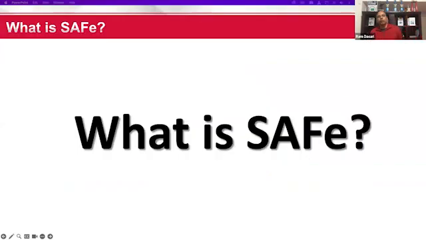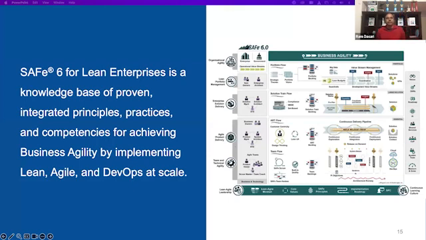So let's understand what SAFe is, especially from the perspective of what it means. When you look at a Scrum way of working, is that not enough? Why should we really do SAFe? We'll try to understand that in a more analogous way. So what is SAFe? SAFe is a knowledge base, right? It is not a tool. It's a knowledge base of proven practices, integrated principles, and competencies, so that companies or organizations can attain business agility by implementing SAFe, Agile, and DevOps and scaling it up. So it's nothing but Lean plus Agile plus DevOps.